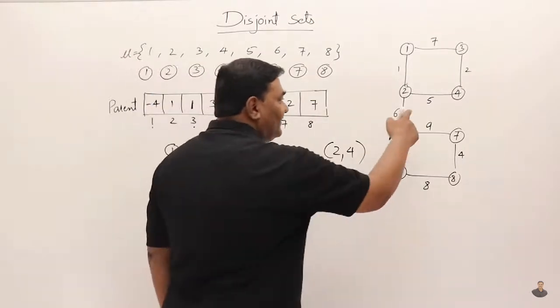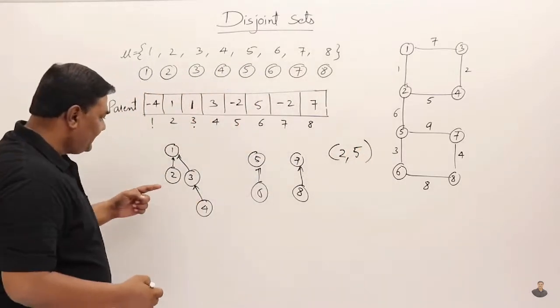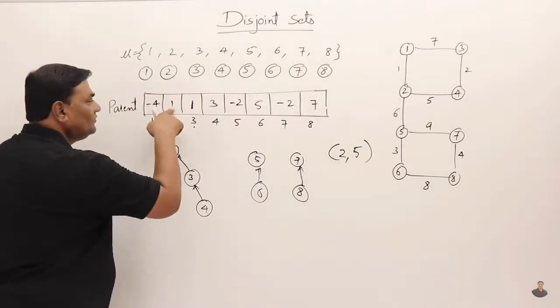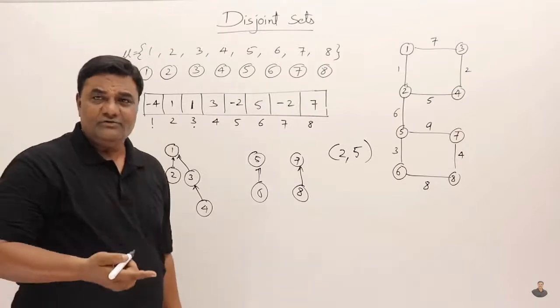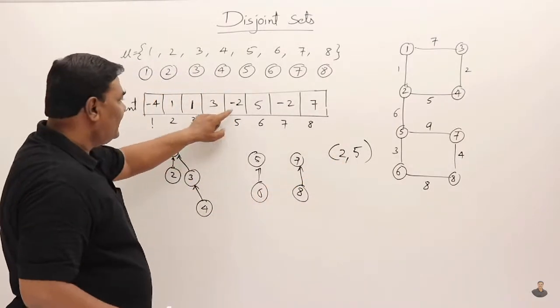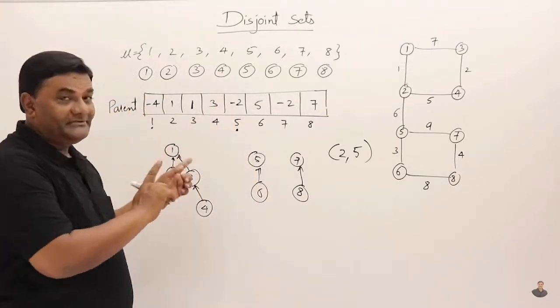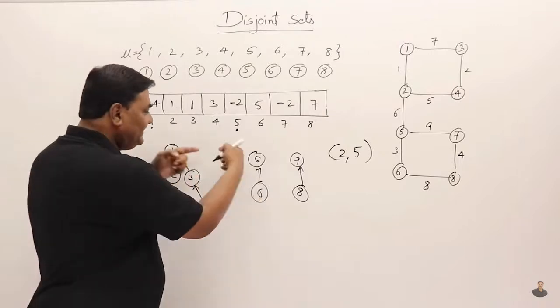Now let us take the next one. This is the 6th edge, 2, 5. Let us see who is the parent of 2. It's 1. Go to 1, it's -4. Just one step we are going, right? It's not n time. We consider it as constant time only. Find 5. Go to 5. -2. Itself is a parent. So for 2, this is the parent, and for 5, itself is a parent. Now who should become the parent for both? We have to perform union now. Unite these two.